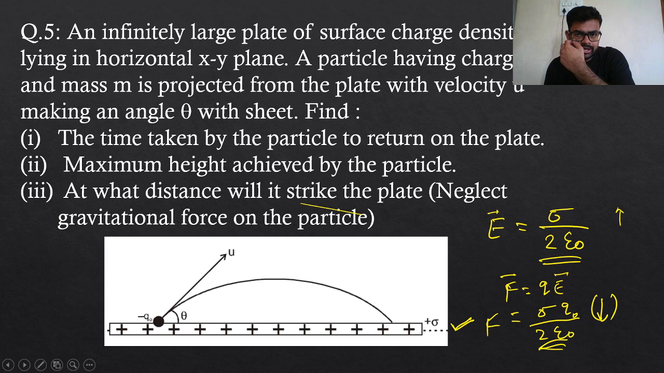An infinitely large plate of surface density sigma is lying on a horizontal xy plane. A particle having charge minus q naught and mass m is projected from the plate with velocity u, making an angle theta with the sheet. Find the time taken by the particle to return to the plate. Next, the maximum height achieved by the particle. After that, at what distance will it strike, meaning the horizontal range you need to find. So how will you solve?